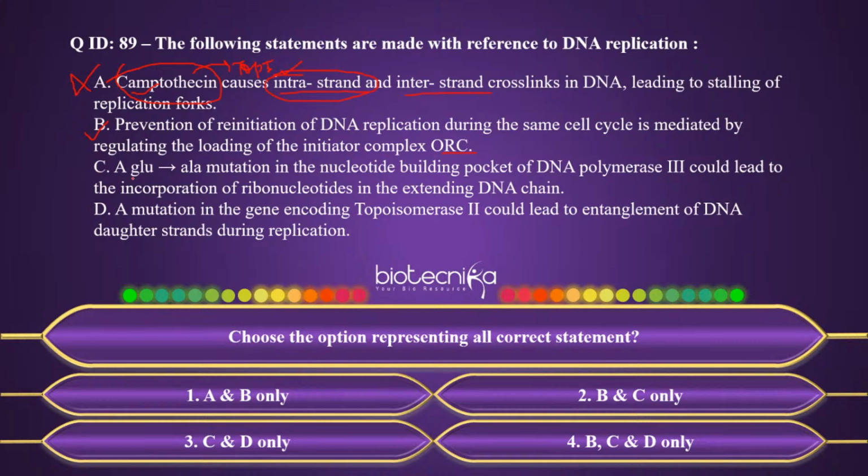Now, see option C. It says that the glutamine to alanine mutation takes place in the nucleotide binding pocket of DNA polymerase 3, which leads to the incorporation of ribonucleotides in the extending DNA chain. We will be coming to the explanation and will know how option C and option D are the correct ones here. Whosoever attempted this particular question, let me tell you option C and D are the correct ones, and whosoever opted for option C and D have done it right.